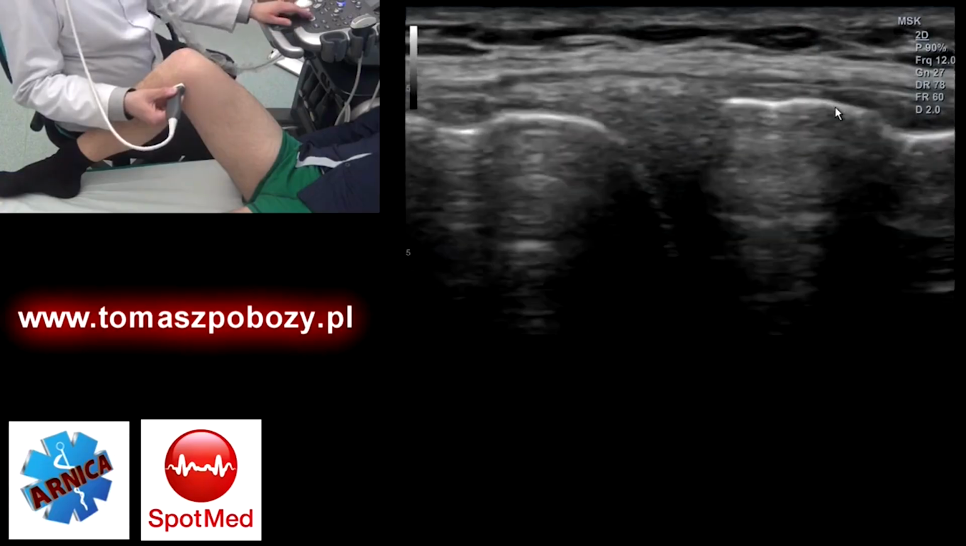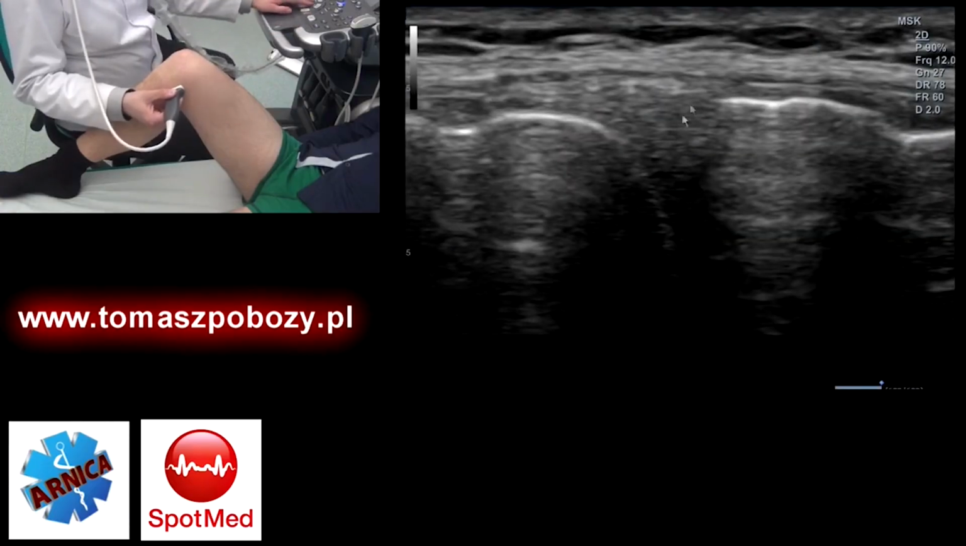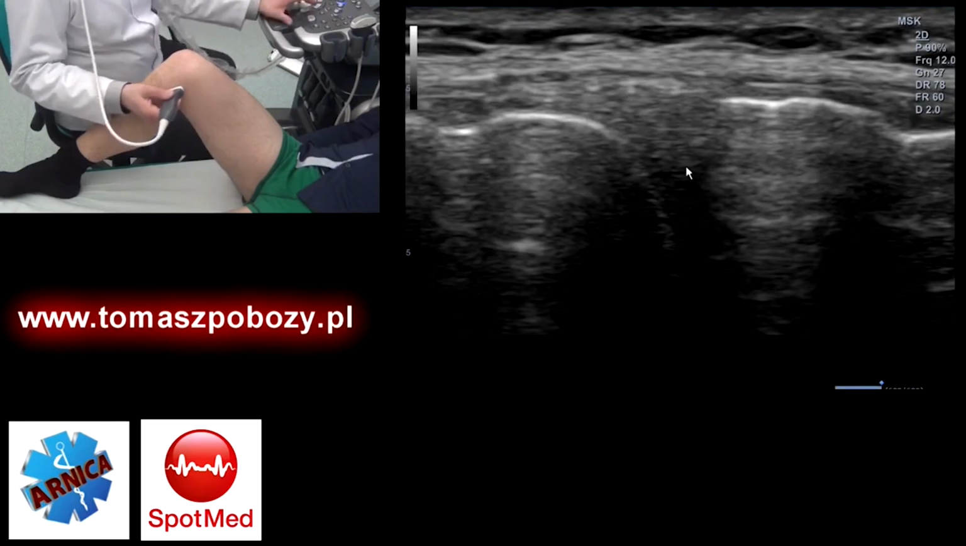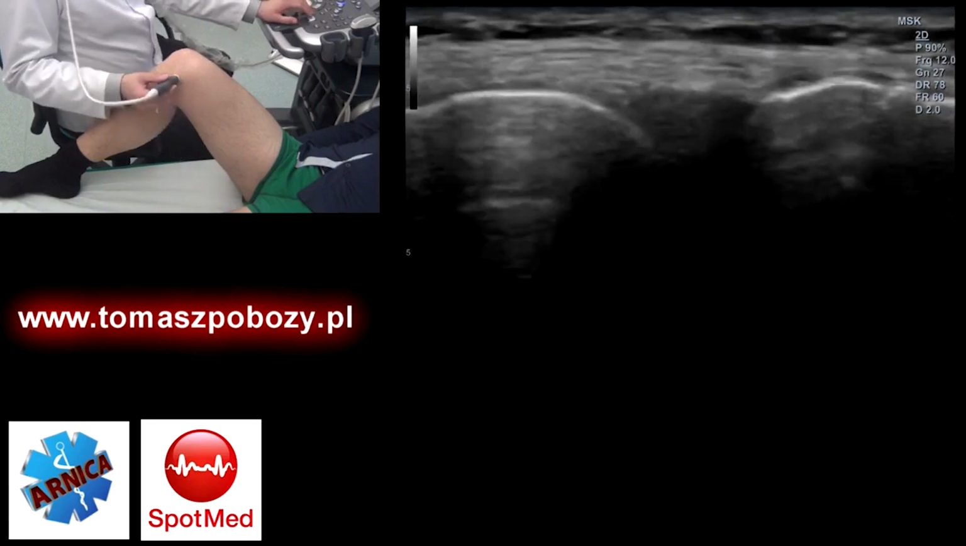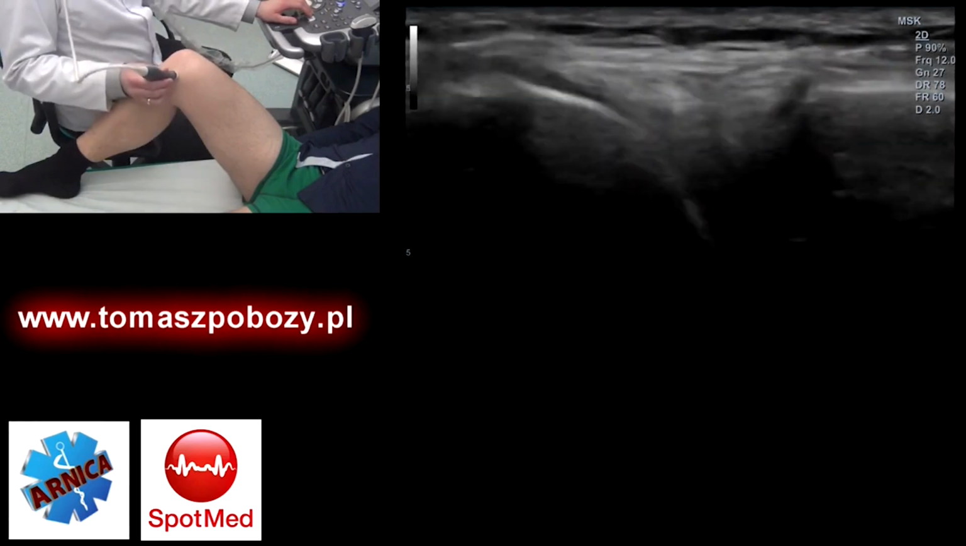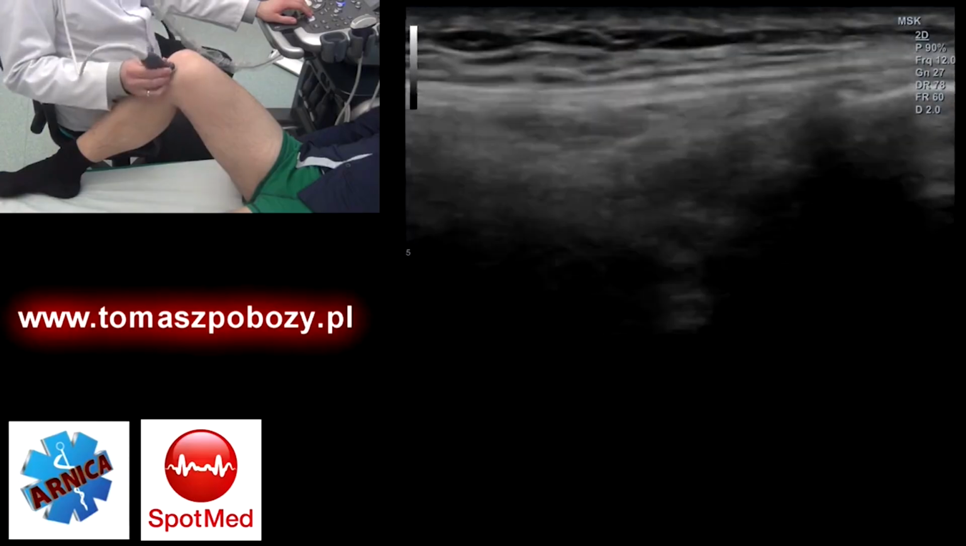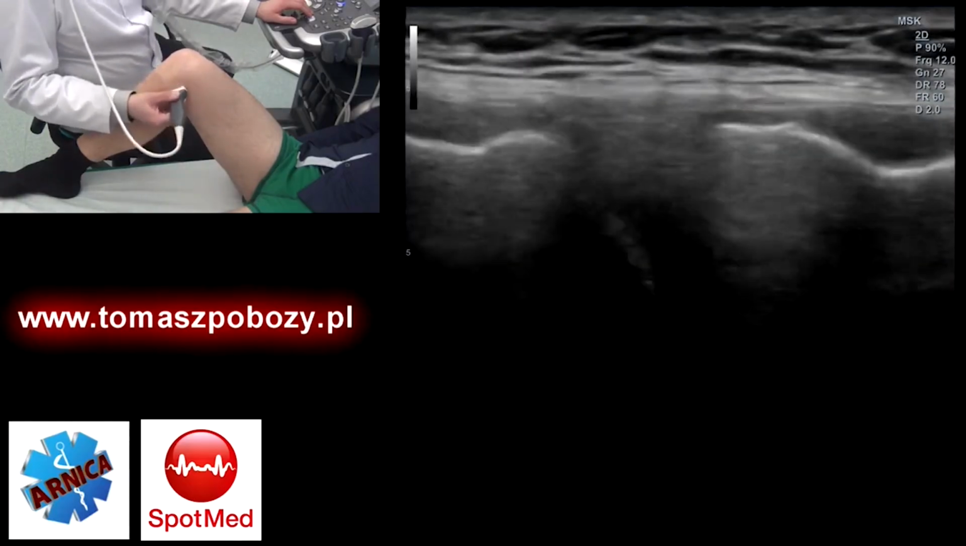On the medial side, we also evaluate the medial meniscus, which lies deep to the medial collateral ligament. We assess it both anterior and posterior to the ligament by moving the probe accordingly. We'll examine the most posterior part of the meniscus later when the patient is lying prone.